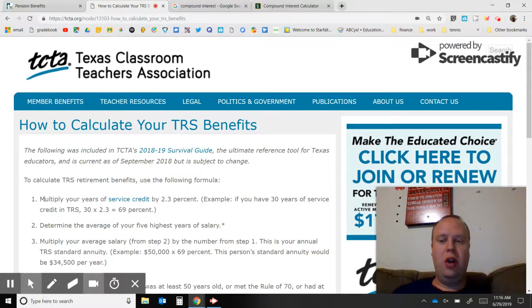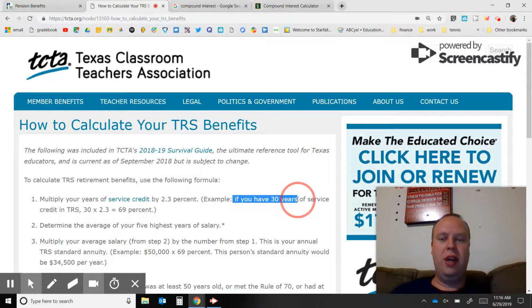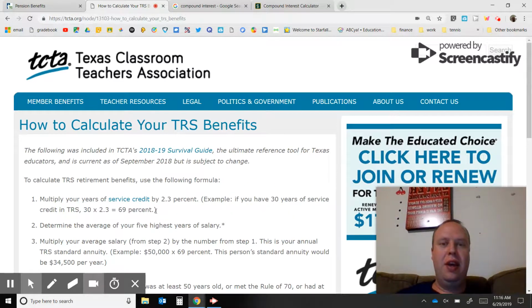You're going to take your years of service, the amount of years that you actually work, and you're going to multiply it by 2.3%. So this means if you have 30 years of service, you do 30 times 2.3, and you would have 69%. That is the percent of money that you will make.